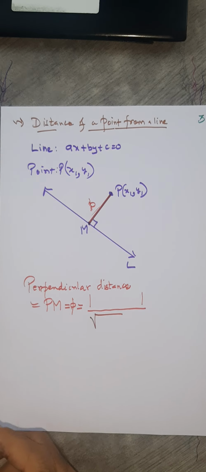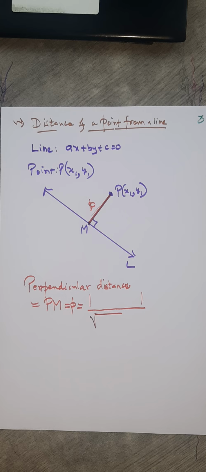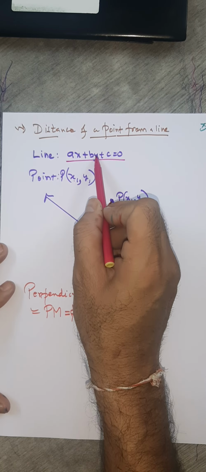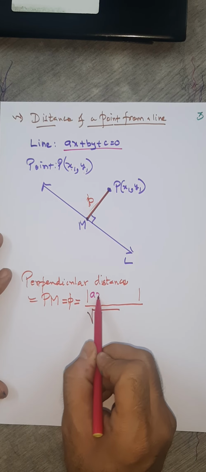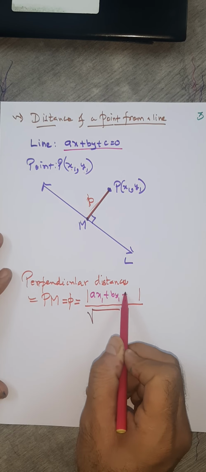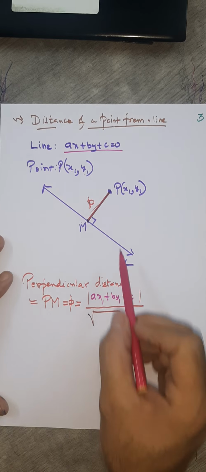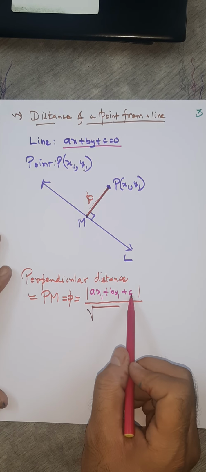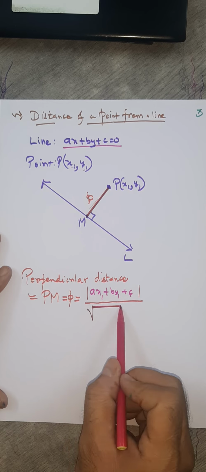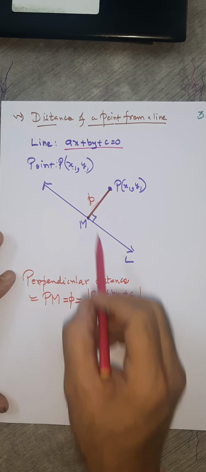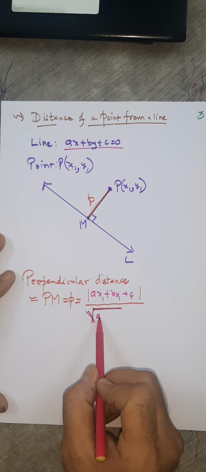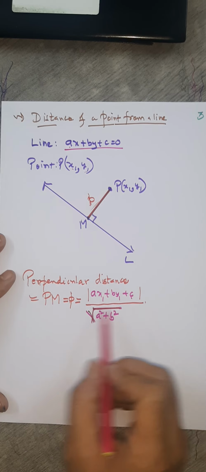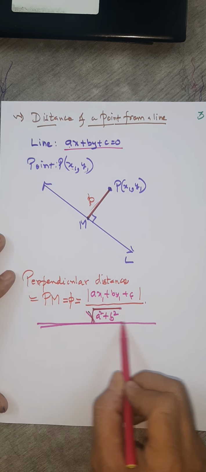Now the formula is very simple, again not difficult to remember. In this equation, in place of x you write x1, in place of y you write y1. So ax1 plus by1 plus c. I repeat: instead of x you write x1, in place of y you write y1. Under the square root, a squared plus b squared. This is the formula for the perpendicular distance of a point from the line.